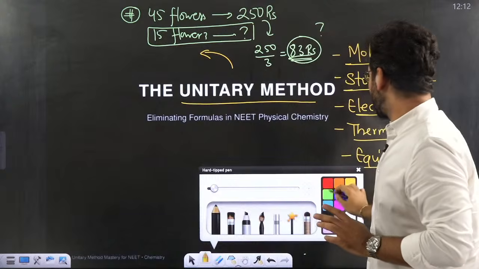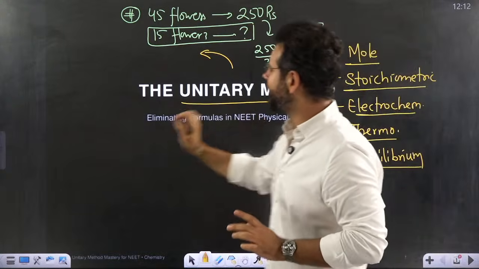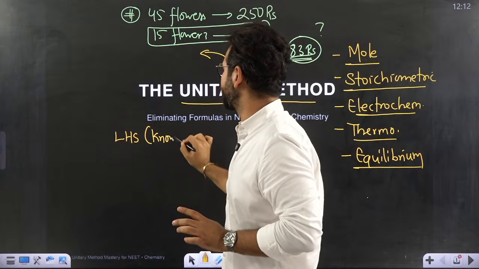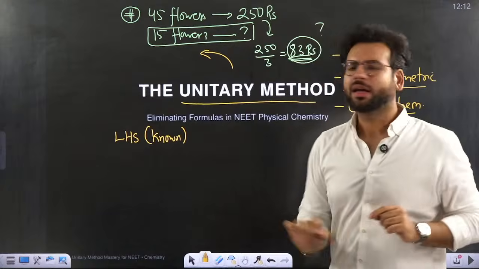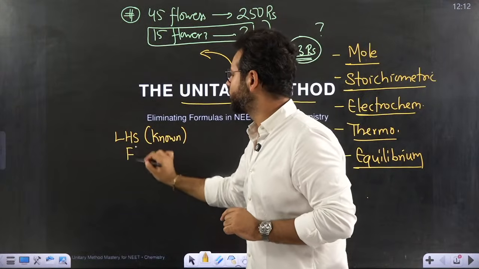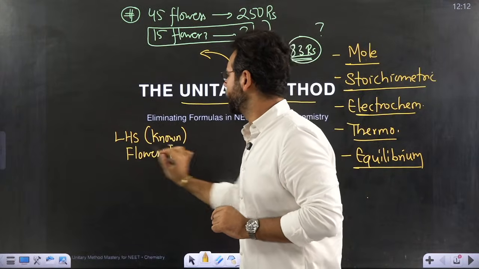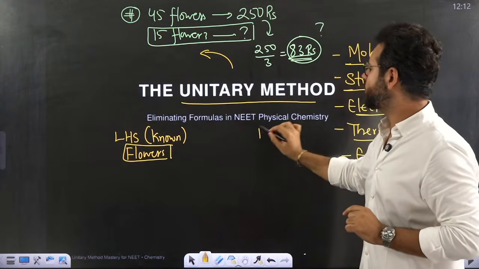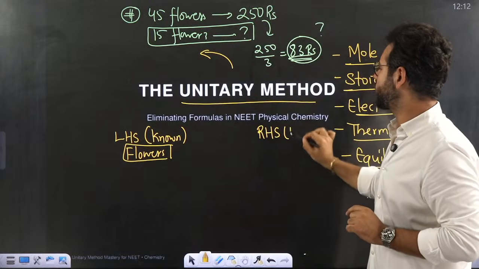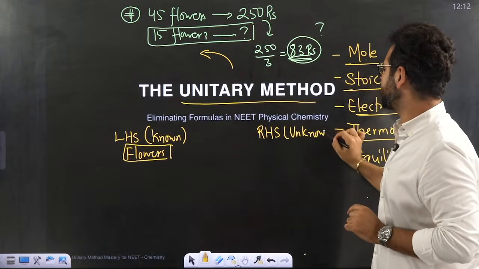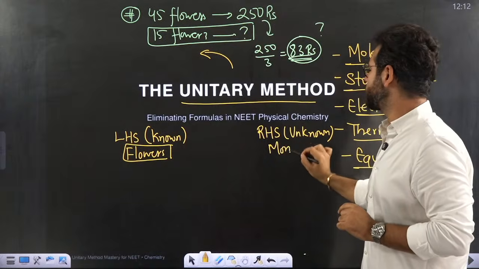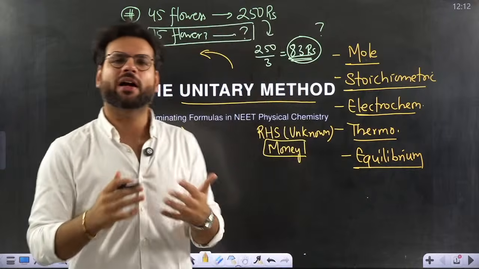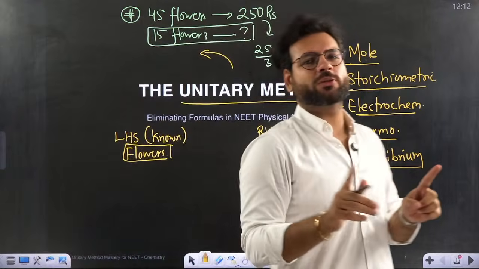What you do is, whatever you know, you keep it on the left hand side. So on your left hand side, you will keep your known quantity. In this case, the number of flowers you knew. You already knew how many you want to purchase. And whatever is unknown, you keep it on the right hand side. In this case, the money was unknown. How much money you want to pay him, that was unknown. When you went to the shop, you already knew how many flowers you want to purchase, but you didn't know how much money you will have to pay.